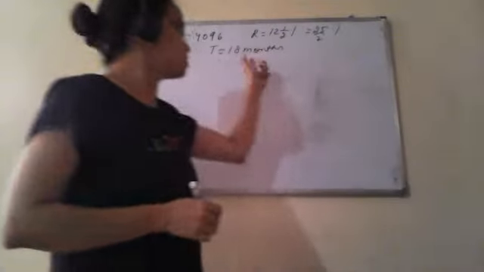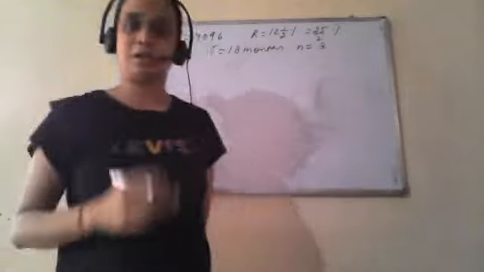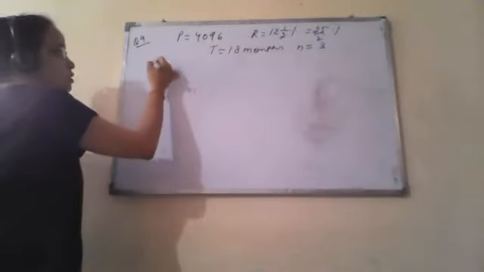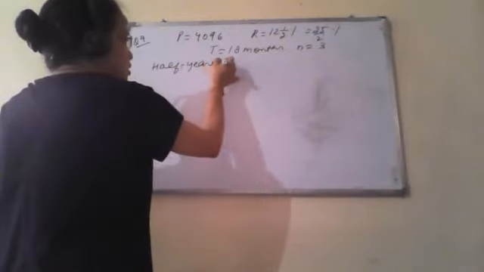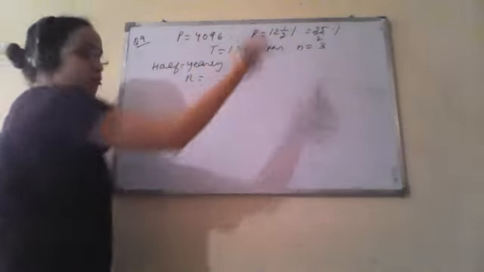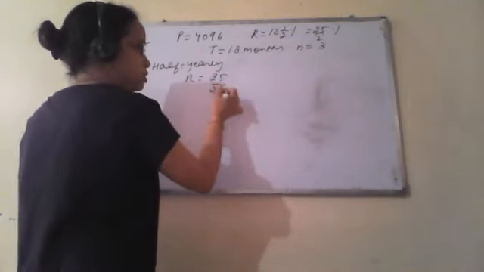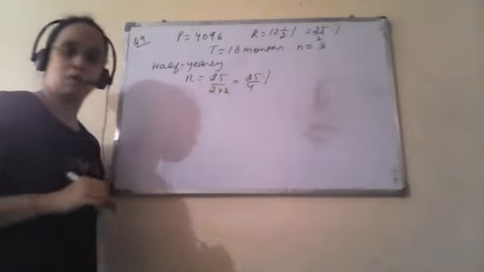So how many half years will be there? The value of n will be 3. There are 3 half years in an 18 months period. For half yearly basis, we will divide the rate by 2, that is 25 by 2 divided by 2. So the rate will become 25 upon 4% for calculating on half yearly basis.